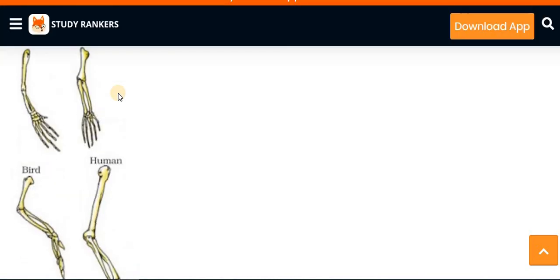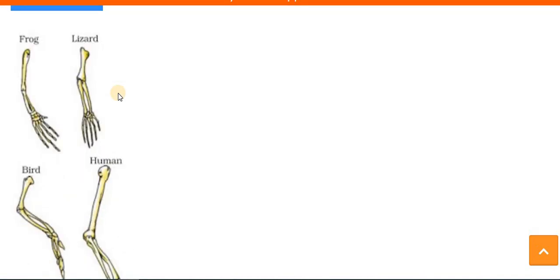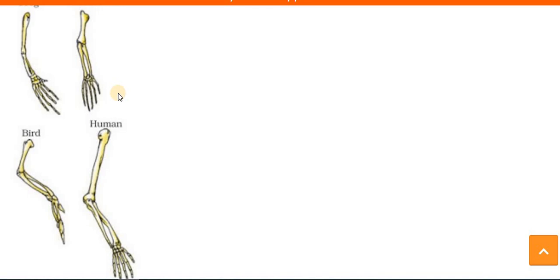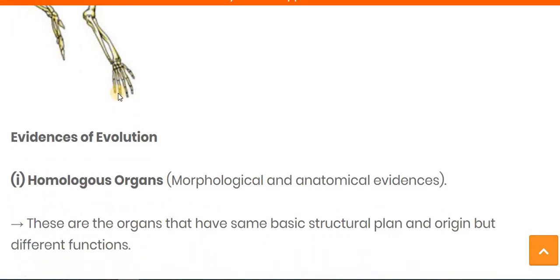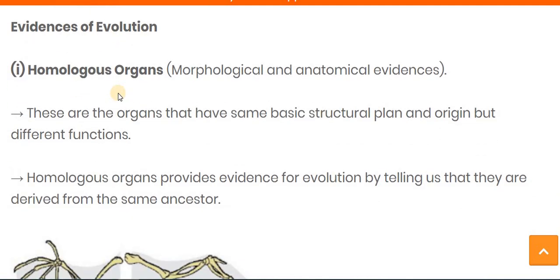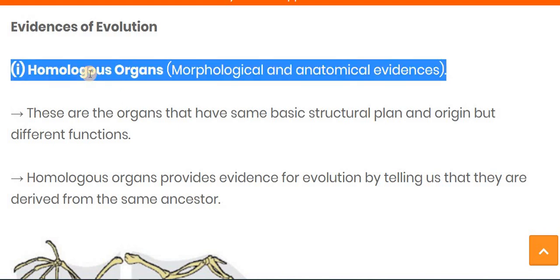Here you can see the frog and lizard, and here the bone structure of bird and human. So from that we can also get evidence of evolution. First of all, we see the homologous organ. Homologous organ relates to morphology, and we have to study their anatomy.